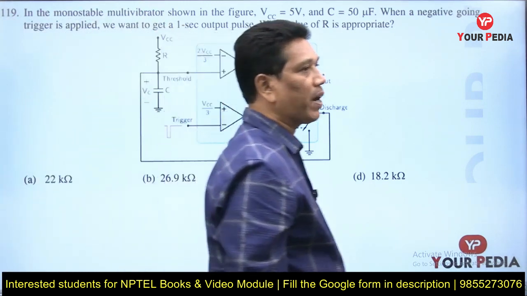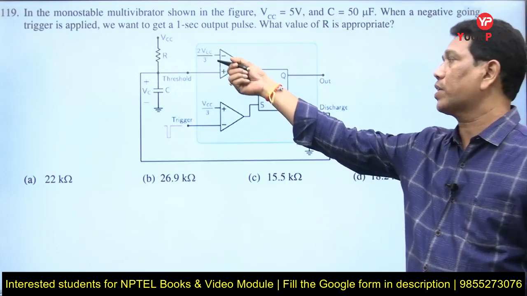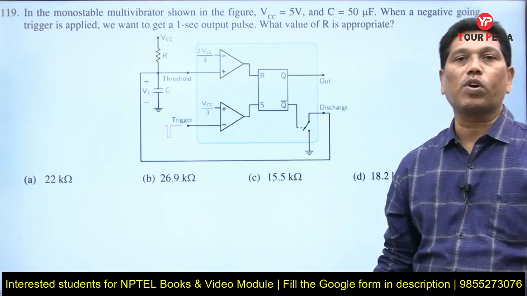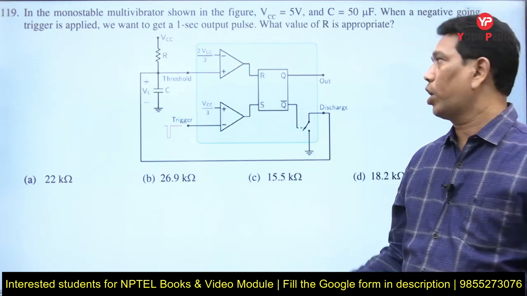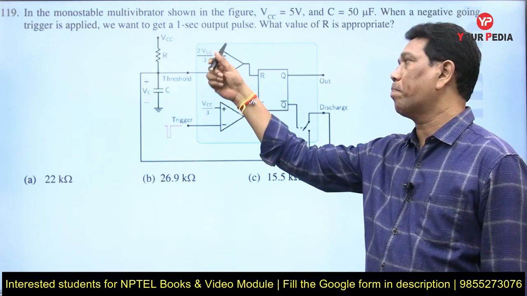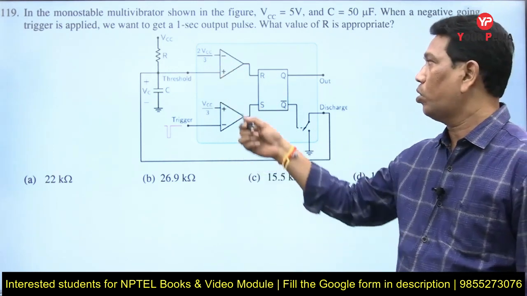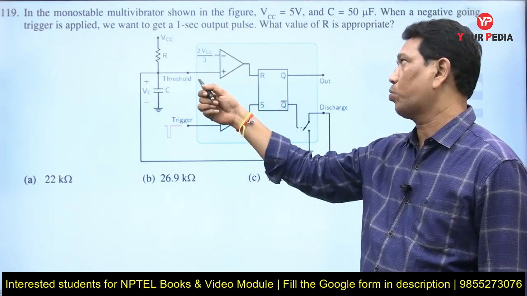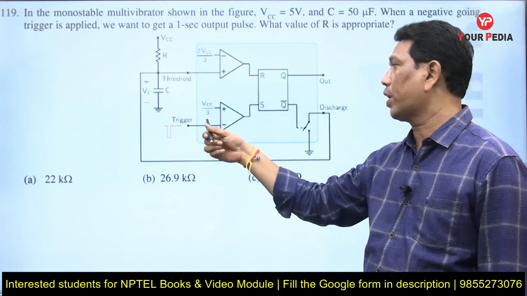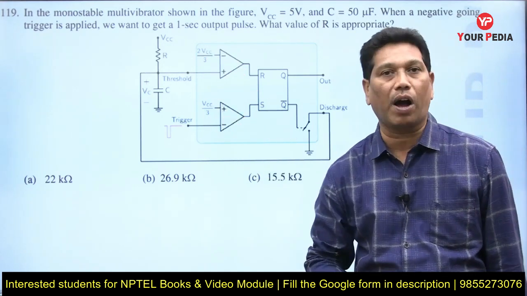The 555 timer is built in with two comparators. This is one comparator and this is another comparator. Any comparator changes its output depending on the comparison of its input voltage with some reference. Here one comparator input is the threshold value, whose reference is 2/3 VCC. For the other comparator, the input is the trigger voltage, whose reference is 1/3 VCC.